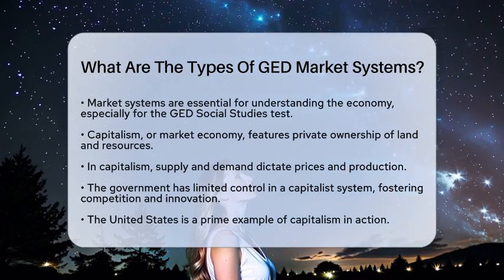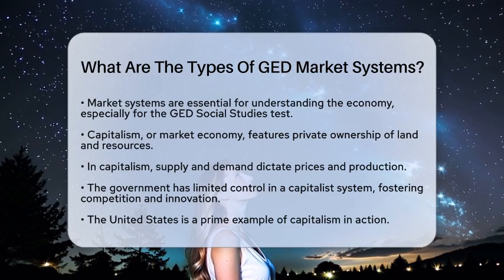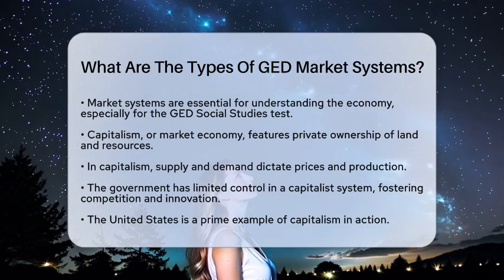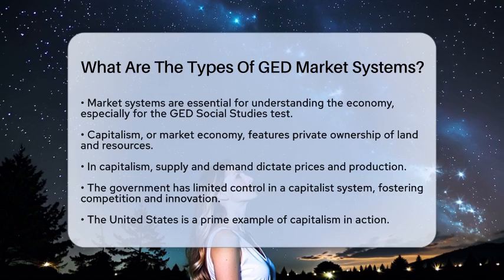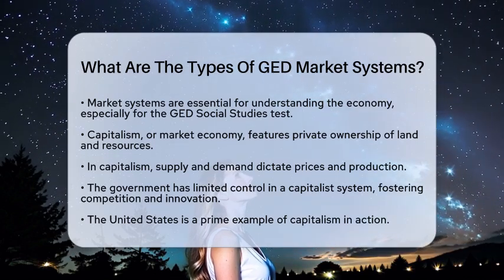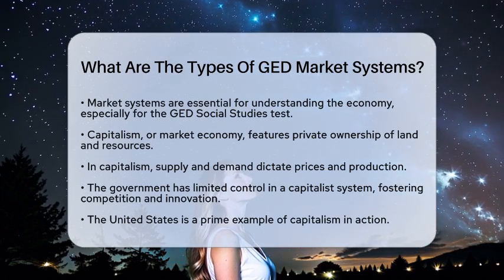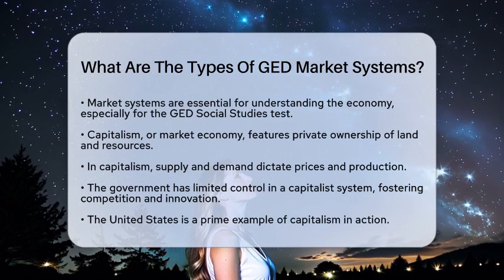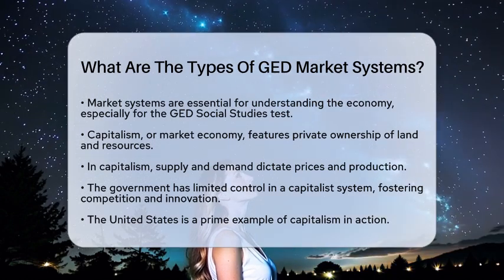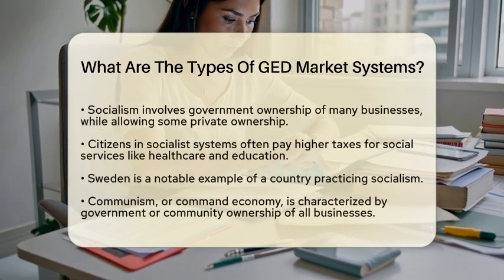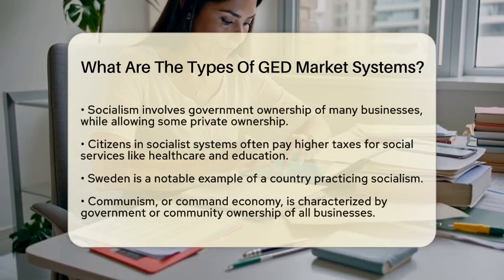First up is capitalism, also known as a market economy. In this system, private individuals and businesses own most of the land and resources. Prices and production are driven by supply and demand. This means what consumers want and what producers can offer shapes the economy. The government has minimal control, which allows for competition and innovation. A great example of capitalism is the United States, where businesses operate freely within the market.